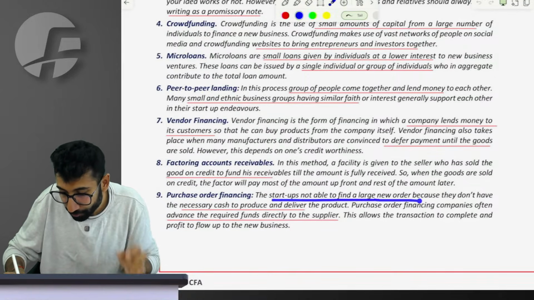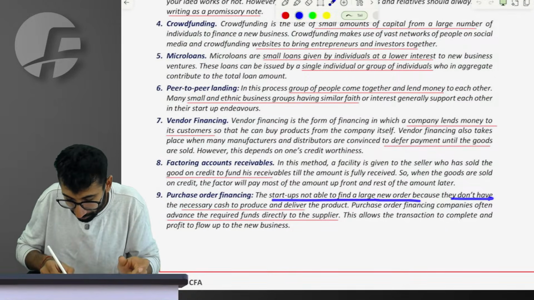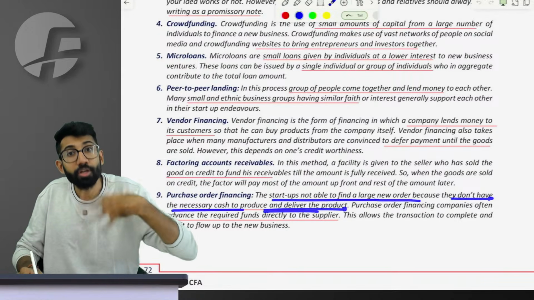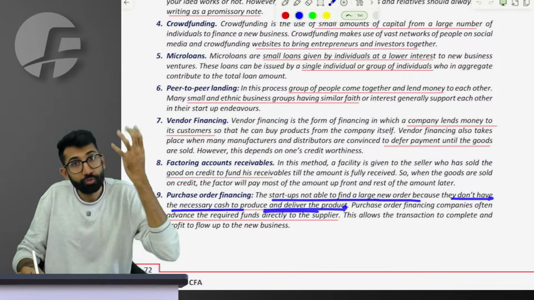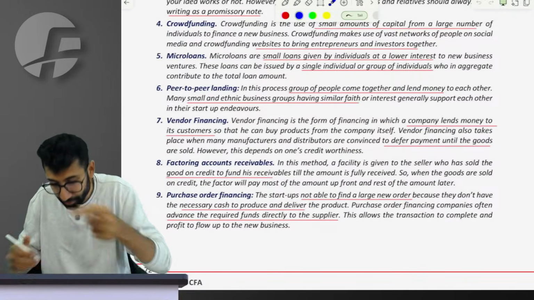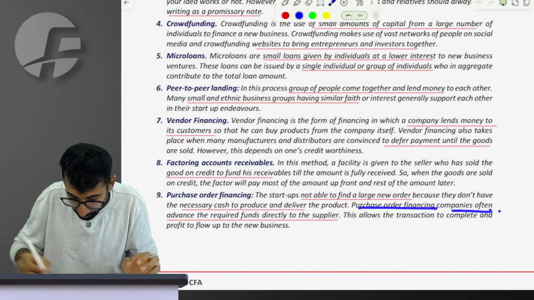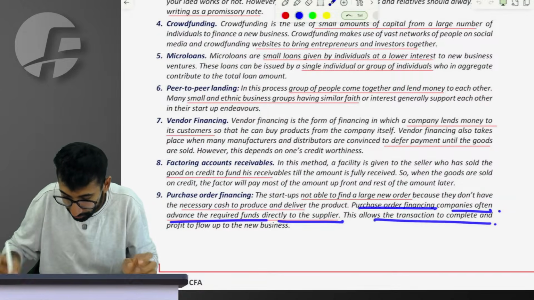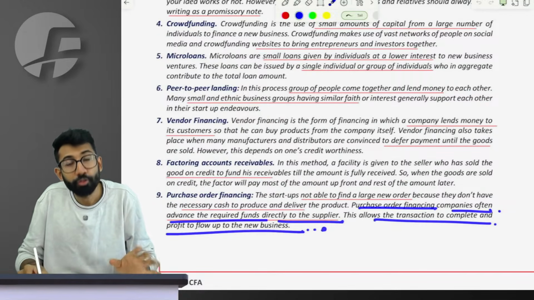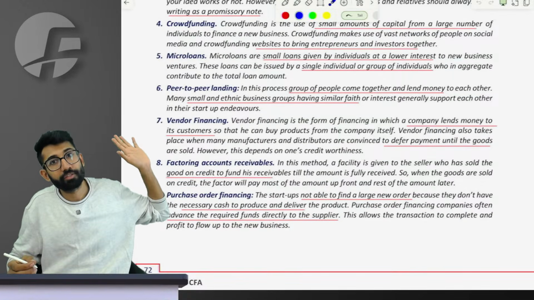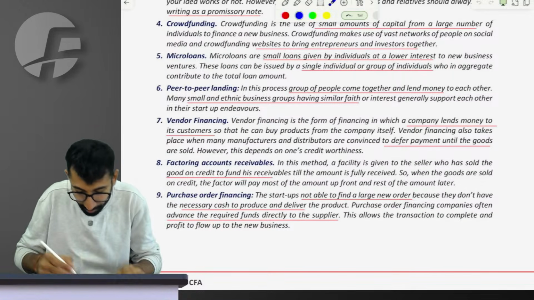Startups are not able to find new orders because they don't have the necessary cash to produce and deliver. Right? Where is the problem? Because I don't have the necessary cash to first of all produce. I need capital to produce and then sell it. So purchase order financing companies often advance the required funds directly to the supplier. It allows the transaction to complete and the profit to flow to the new business. The amount of profit remains with me. The extra cost has already been transferred there. I mean, the initial cost has been transferred there.